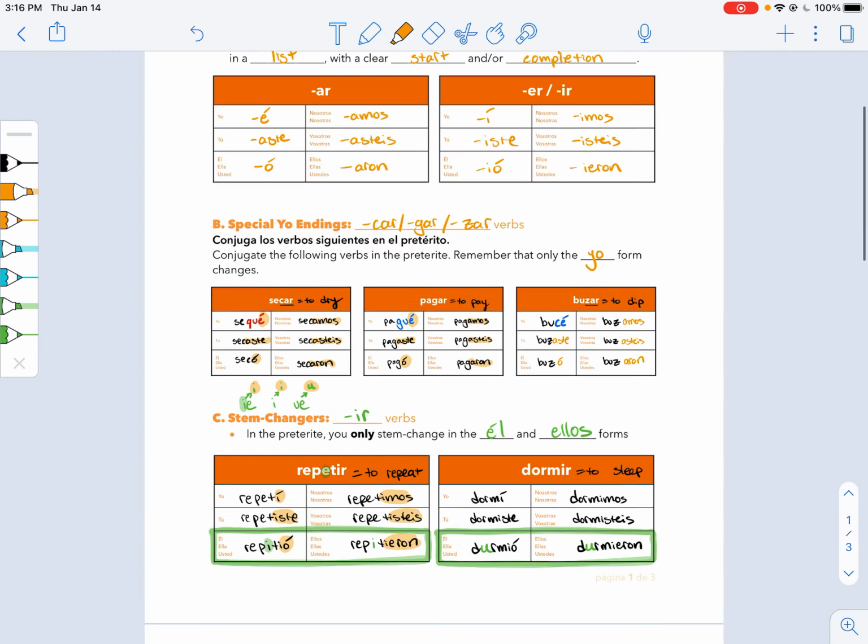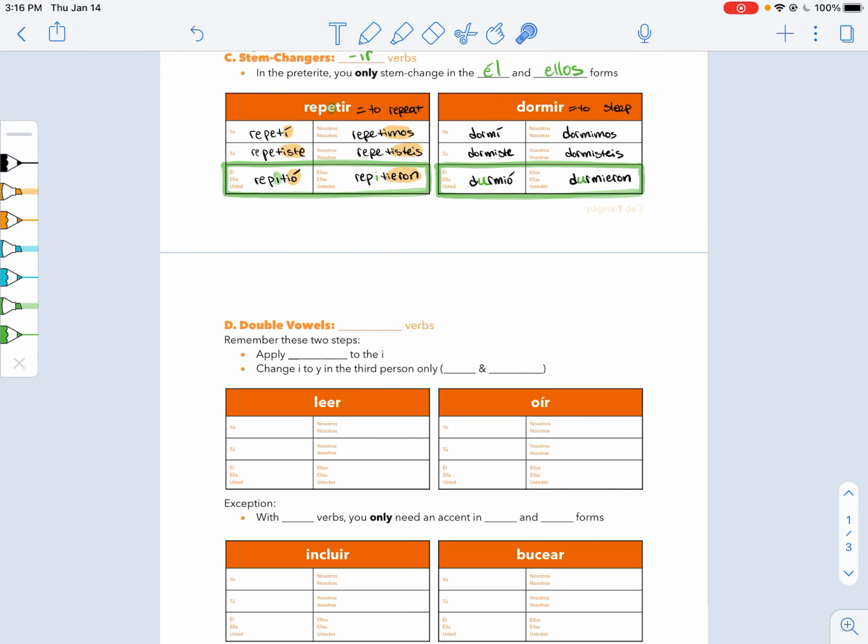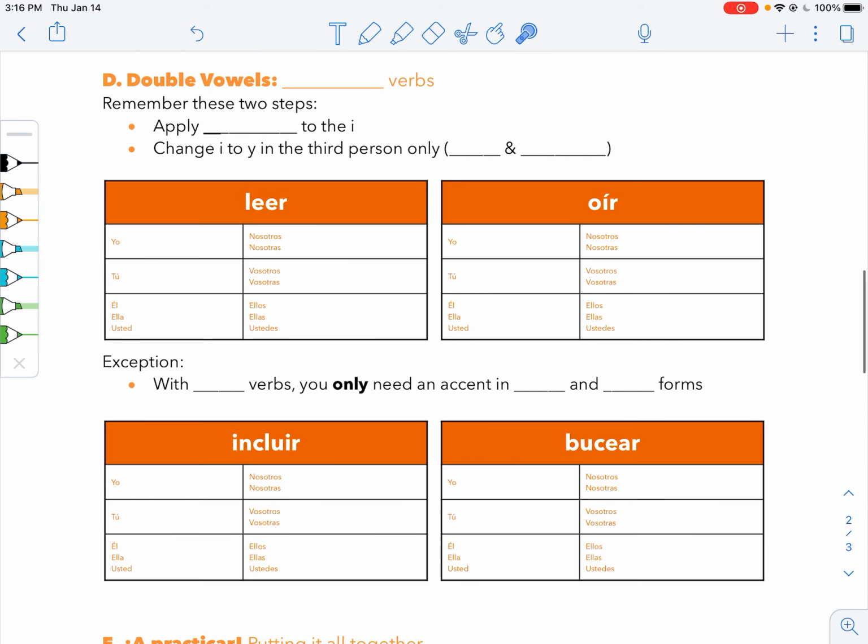Okay, so we have seen 3 kinds of preterite verbs. We've seen our regular verbs. We've seen car-gar-zar verbs. And we've seen stem changers. There is one more exception to look at. These are our double vowel verbs.